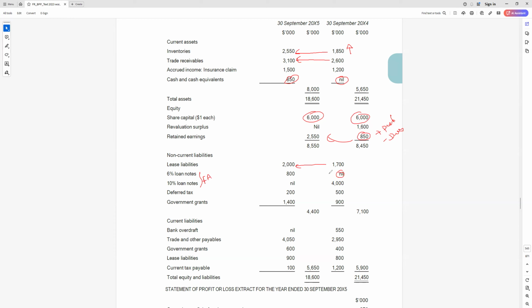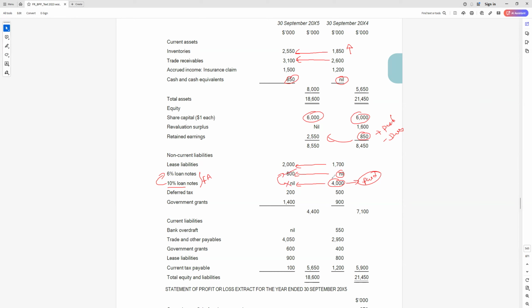Why? Because before, the company had a loan note at 10%, the interest was 10%. How much did they have before? 4,000, and now they have nil. That means they paid everything. They paid all this £4,000 loan, and then they took the new one that is 6%. Of course, they don't want to pay the 10% interest if they have an offer for 6%. So that's why they took the new loan at 6% and paid off the old one. So they make it nil and take the new one.